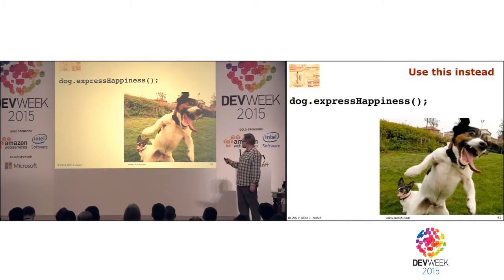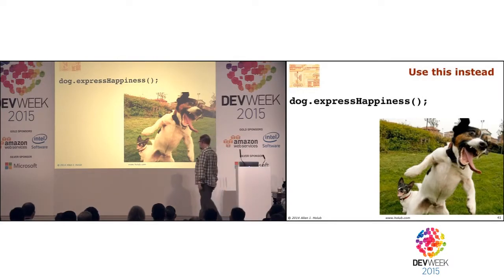So that gives us a lot of flexibility. I can express happiness any way I want to. Is everyone with me here? As long as I can ask the dog, are you happy? Then I'm happy. So now I no longer have the dependency on the tail object that I had in the earlier code.